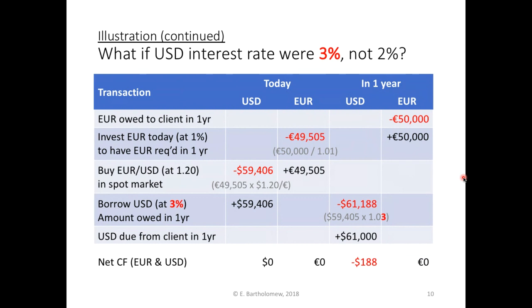Now, what if the US dollar interest rate were 3% and not 2%? So they still need to borrow this 59,406, but they're going to pay 3% instead of 2% for it. And so that means they're going to actually owe a slightly larger amount, 59,405 times 1.03, and that's going to be 61,188. So that's more than the 61,000 they are due to receive from the client. So they're going to end up a little bit short.